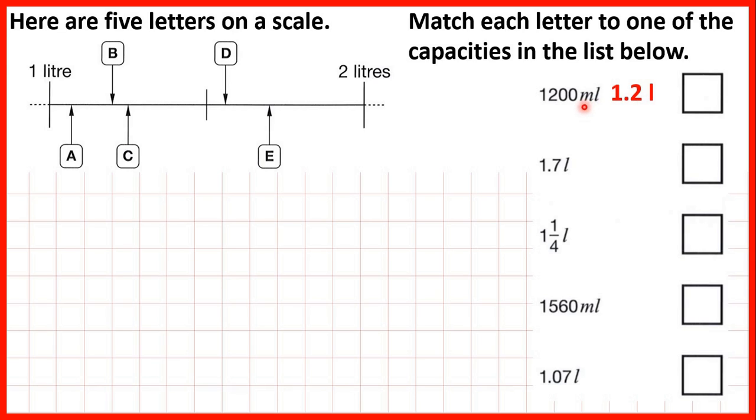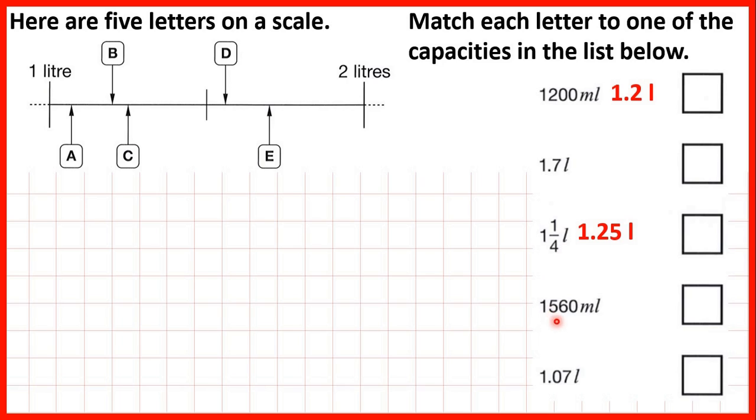If we're given a measurement in millilitres, we can count 1, 2, 3 place values and put the decimal point here. Then we have 1.7 litres, then 1¼ litres. So that's 1.25 litres, because as a decimal, 1/4 is 0.25, because it's the same as 25 hundredths.